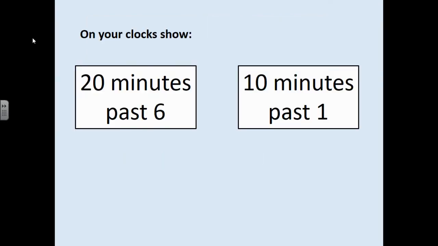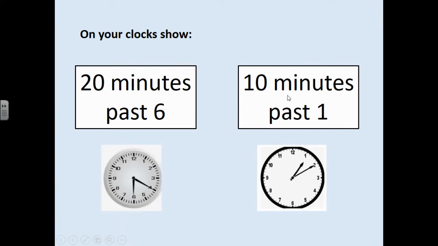It's time to show on your clocks what 20 minutes past 6 looks like and what 10 minutes past 1 looks like. Pause the video here and please have a go at it. Let's have a look. This is what 20 minutes past 6 looks like. The minute hand is on 4 and the hour hand has gone just past 6. And for 10 minutes past 1, you can see that the minute hand's on 2 and the hour hand has gone just past 1.